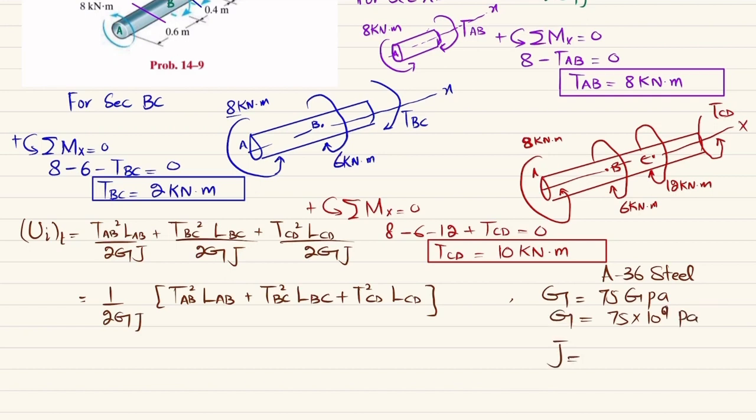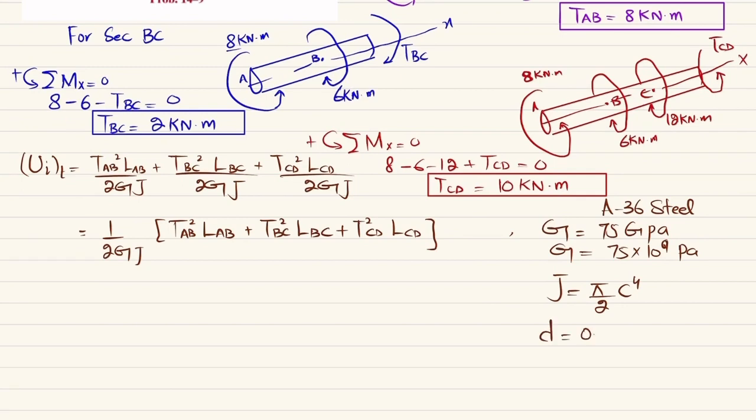Now what is J? J is the polar moment of inertia, and it is equal to pi by 2 C power 4, where C is the radius. As we have been given diameter, which is 0.04 meter, so C will be equal to D divided by 2, and this C will be equal to 0.02 meter. So J will become equal to pi by 2, 0.02 power 4.